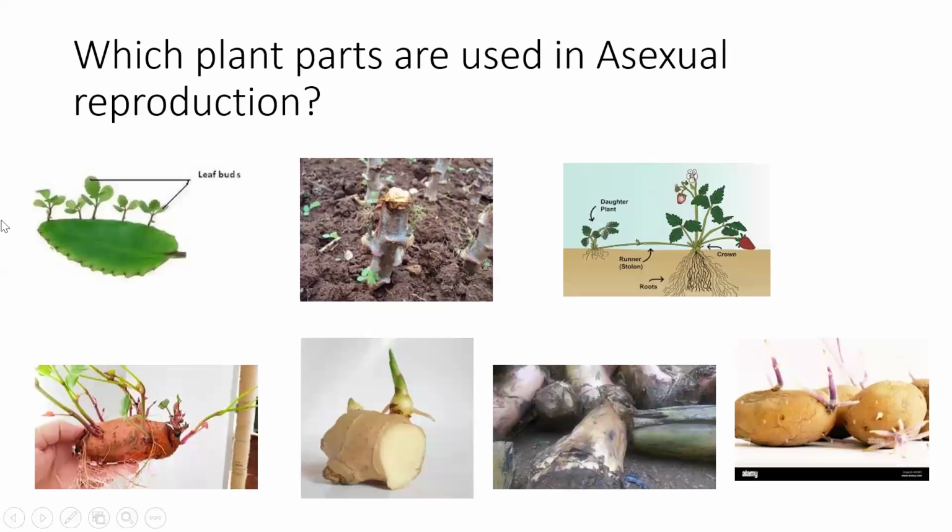There is this one, the first one that has a leaf. We can see, this is bryophyllum. We can see the leaf bud coming out. So you can use those buds to reproduce the bryophyllum plant. This is cassava. What plant part is that?